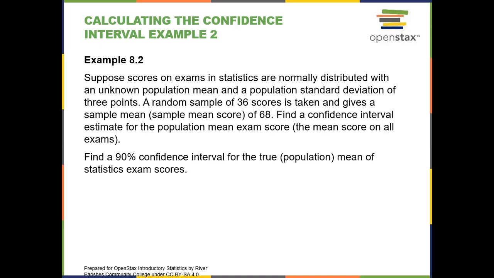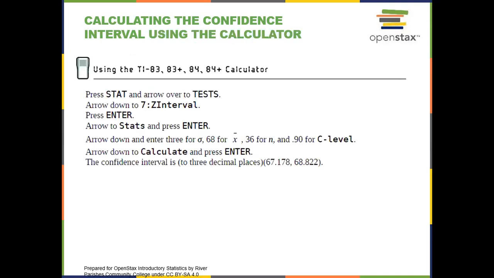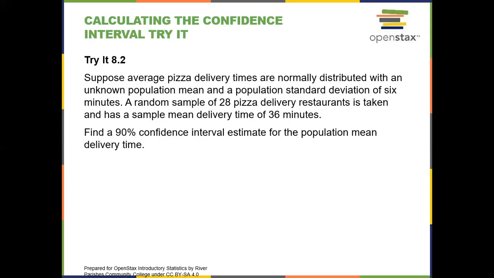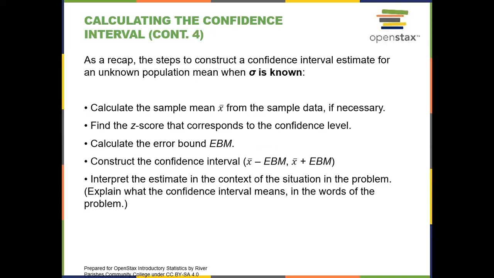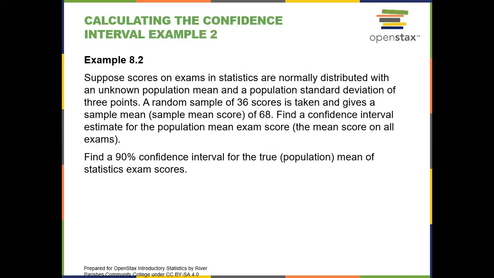So what will you do? You will press stat, then highlight, that is move with the right cursor key, the cursor on top of test. So stat, then highlight test, and scroll down to number 7, Z interval. We are going to use Z interval when we know the population standard deviation. So press number 7, Z interval. Input will be on stats because we're not typing the data.